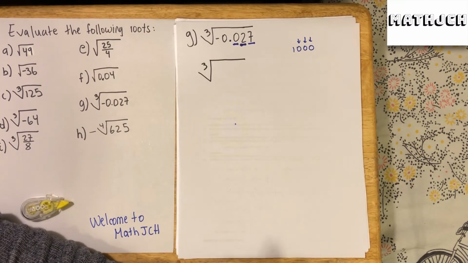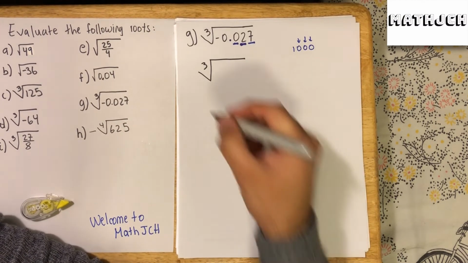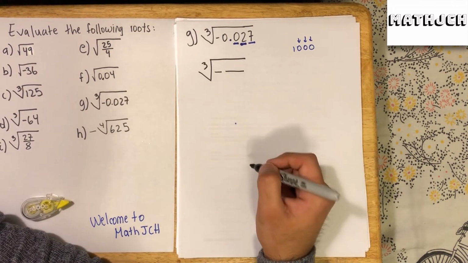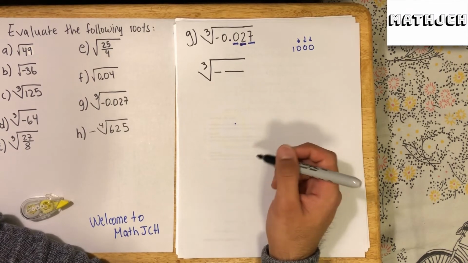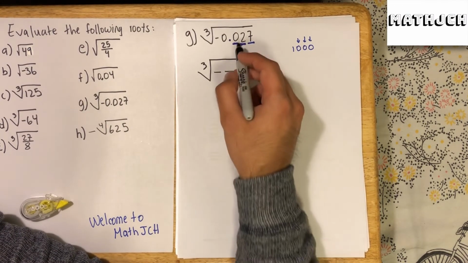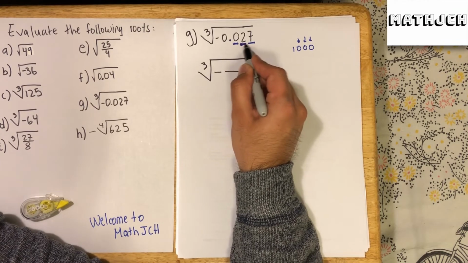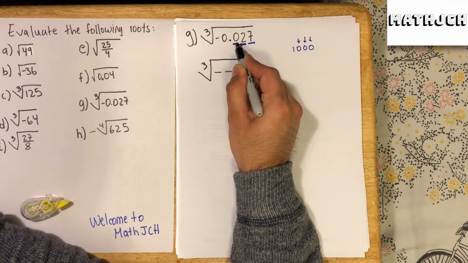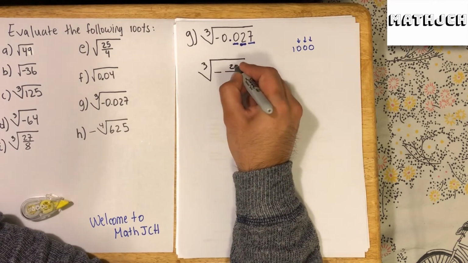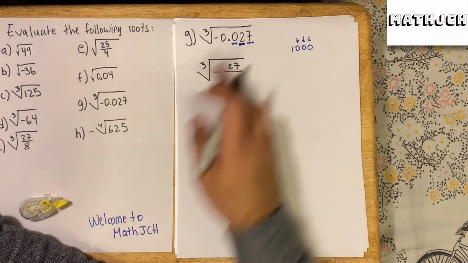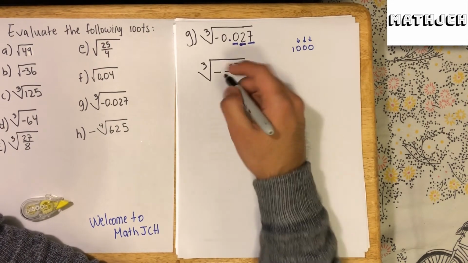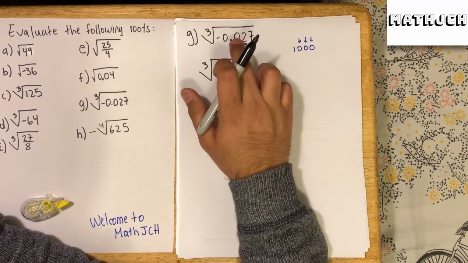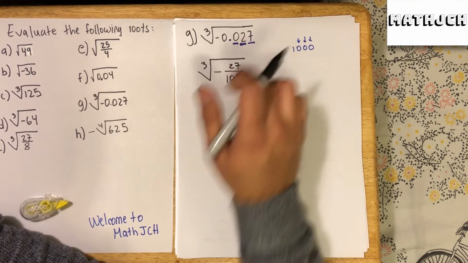Therefore, we could rewrite negative 0.027 as follows. The negative, we could leave it there for now. It's not going to hurt anything. Again, rewrite the number in the numerator without zeros in front. So we have number of 27 divided by the number that we're going to use, which is 1000. Because 1000 again has 3 zeros and 0.027 has 3 numbers after the decimal.